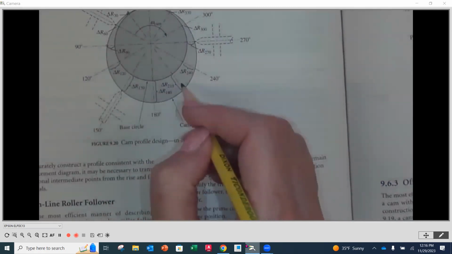So it's obviously not to scale, but that distance would go from the base circle and then out along that 90-degree line, you would mark your next point. And you continue to do that every 30 degrees for a total of 360 degrees. So there's quite a few points that you would go along and create.